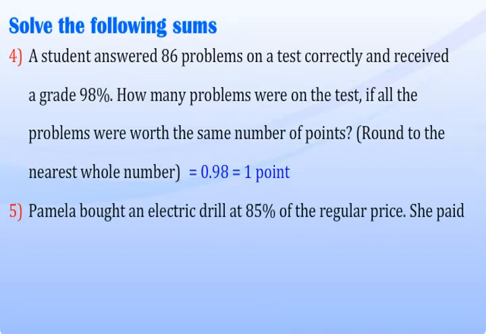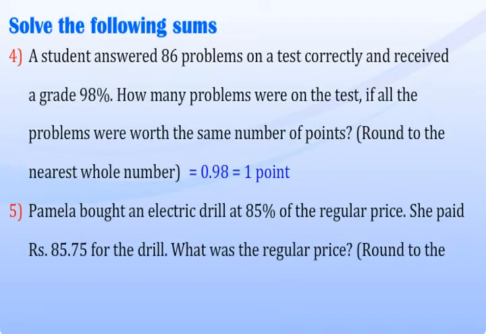Pamela bought an electric drill at 85% of the regular price. She paid rupees 85.75 for the drill. What was the regular price? Round to the nearest cent.